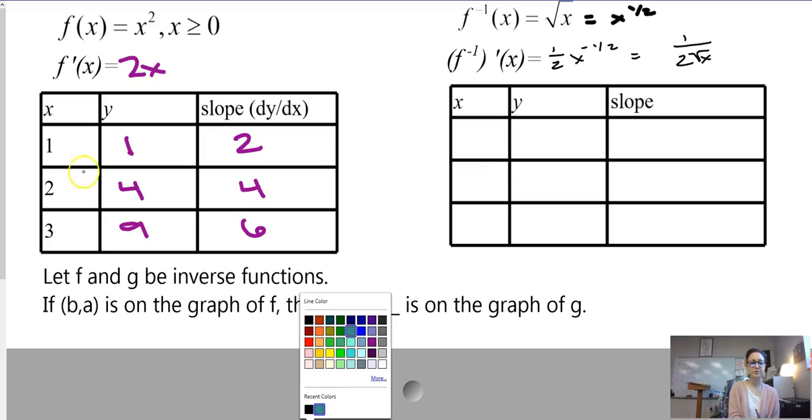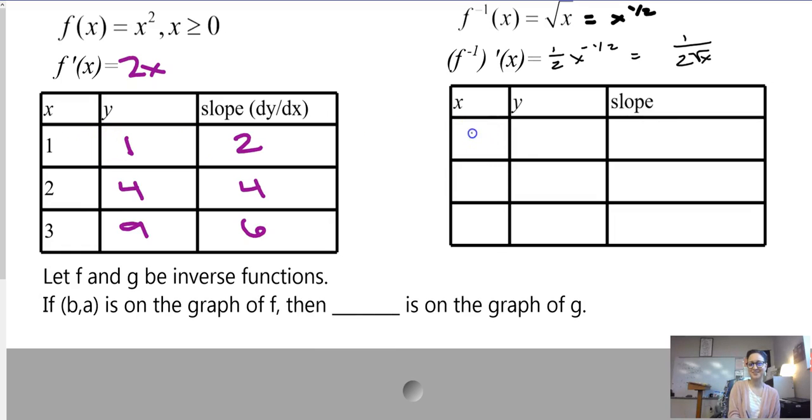So let's come back to our first table. If I have the point (a, b) on one function, I would have the point (b, a) on the inverse, right? X's and Y's are going to switch. So I can come to my first table and switch X's and Y's. Now in my first row, if I switch 1 and 1, I still get 1, right? So now I'm going to take the X value here and plug it into my derivative function that we got here.